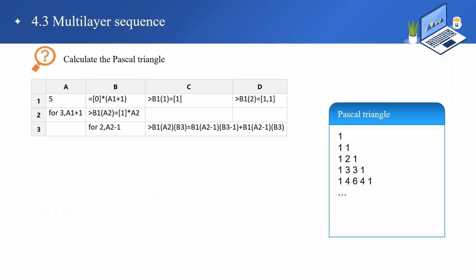The code is simple. Calculate to the A1 plus 1th row, the result is a two-layer sequence, which is saved in B1. B1 generates a sequence of length A1 plus 1, which is ready to be filled in. C1 and D1 are filled in the first two rows. The A2 loop is calculated from the third row. B2 generates a sequence of length A2, with members all B1, for the current row, and then calculates from the second column to the A2 minus 1 column. Because the first and A2 columns of this row are all 1, it is unnecessary to calculate them.